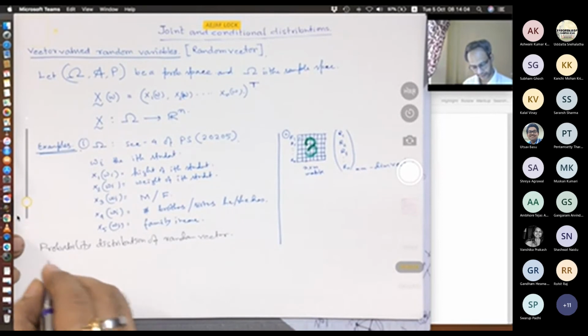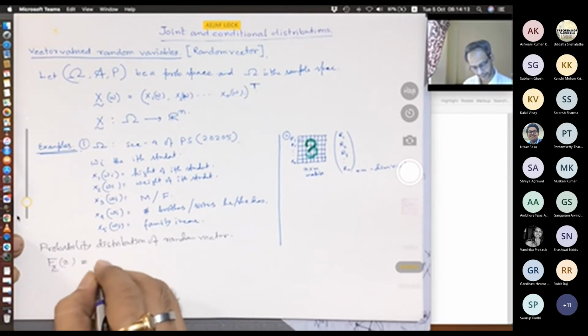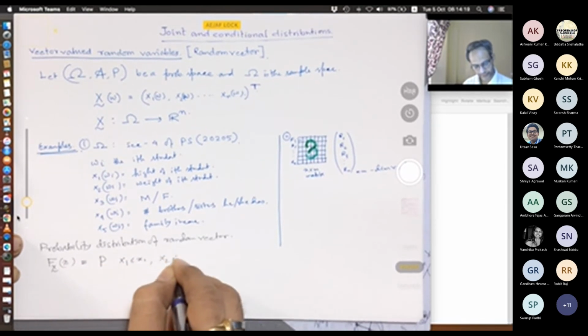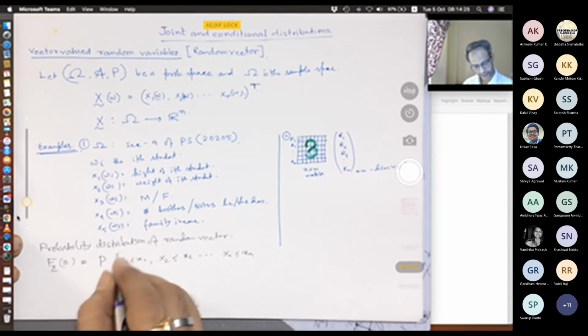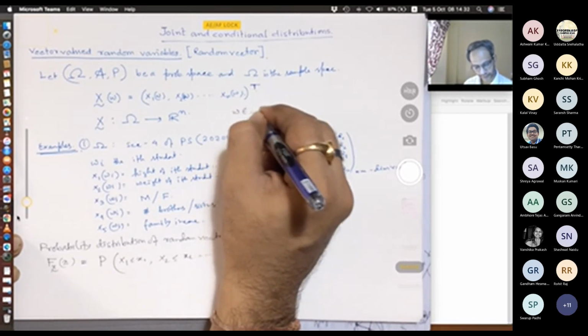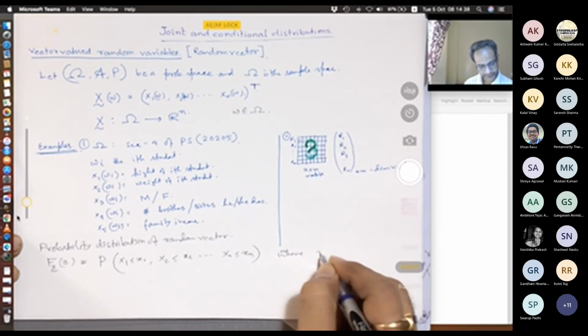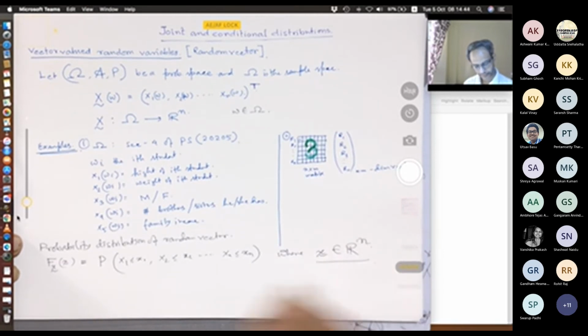Usually we write in this way that F of capital X vector, small x vector, which we mean this intersection of all these probabilities, that probability x1 less than or equal to small x1, x2 less than or equal to small x2, in this way xn less than or equal to small xn, where omega belongs to script omega, and this small x vector belongs to Rn. So this is the probability structure.